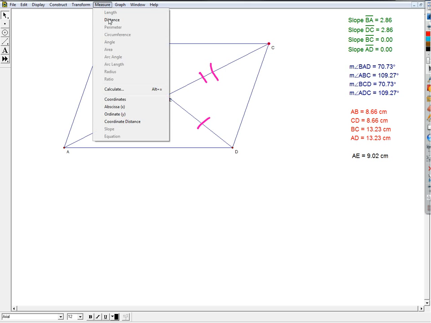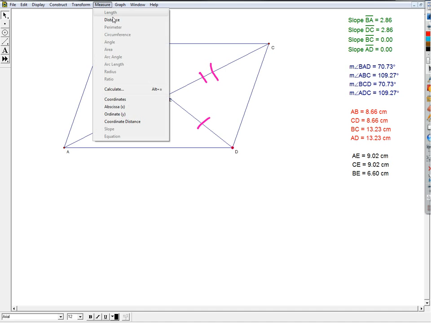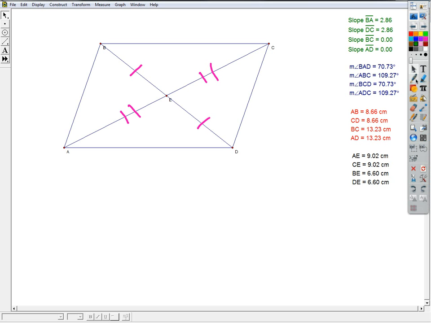What's it going to be? Same thing. How about that? BE. Okay, and DE. Now those two are going to be different but congruent to each other, right? Make sense? Isn't that what we just said? Yeah. Okay, good.